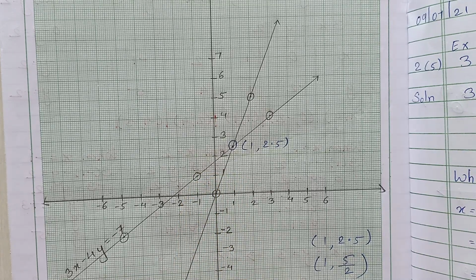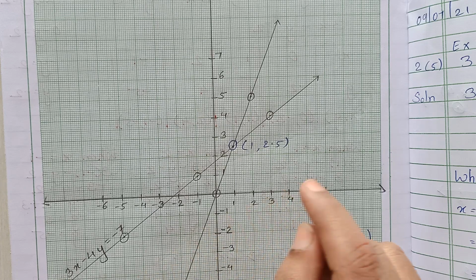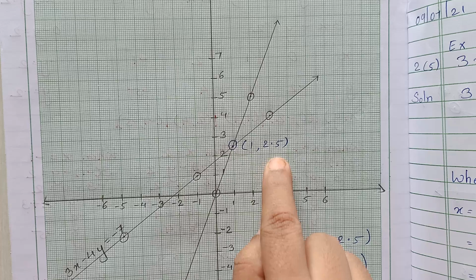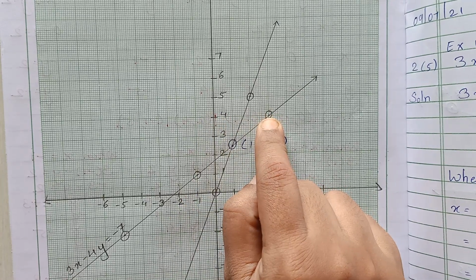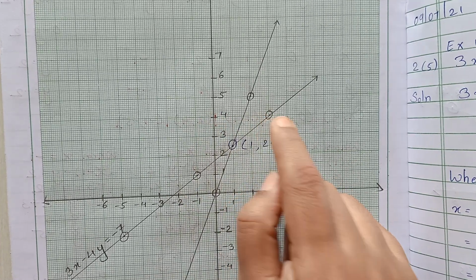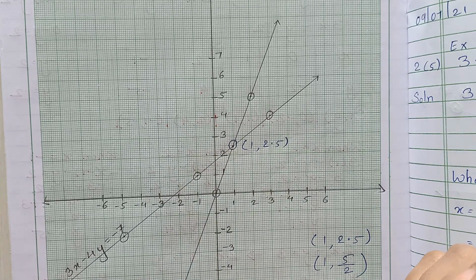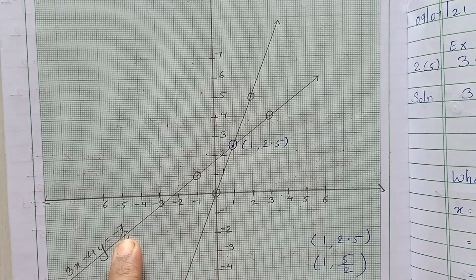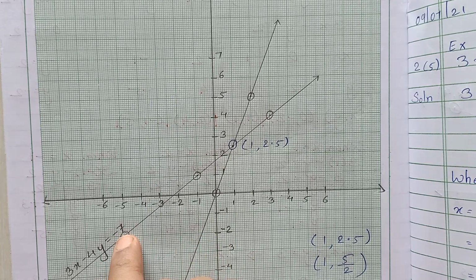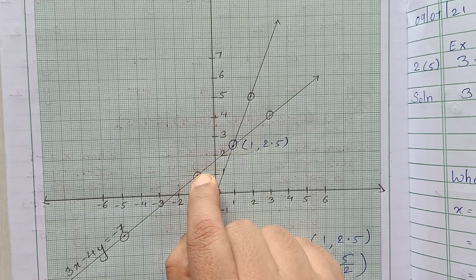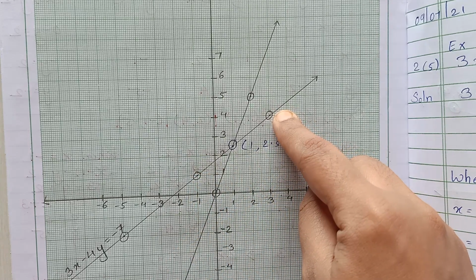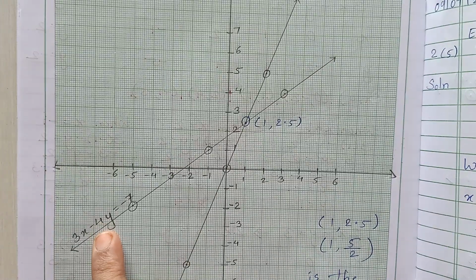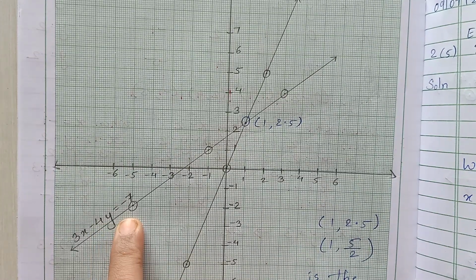Then the second point in table number 1 was 3, 4. x 3 and y 4. So if you observe, 3 and 4 comes and meets here. Then the third point was minus 5, minus 2. x minus 5 and y minus 2. It meets here. So these are the 3 points. Point number 1, point number 2, point number 3. So you join these points and you get the first line, that is 3x minus 4y equal to minus 7.